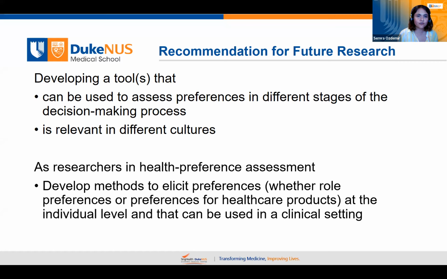The field is full of people from different disciplines, and as health preference assessment researchers, we have done a lot. We use all these methods to assess preferences for medications and treatments at the population level, at the sample level, or at the group level, but we can really do a better job at helping real clinical decision making by developing tools to assess preferences at the individual level. So this is something I think we owe to the field.